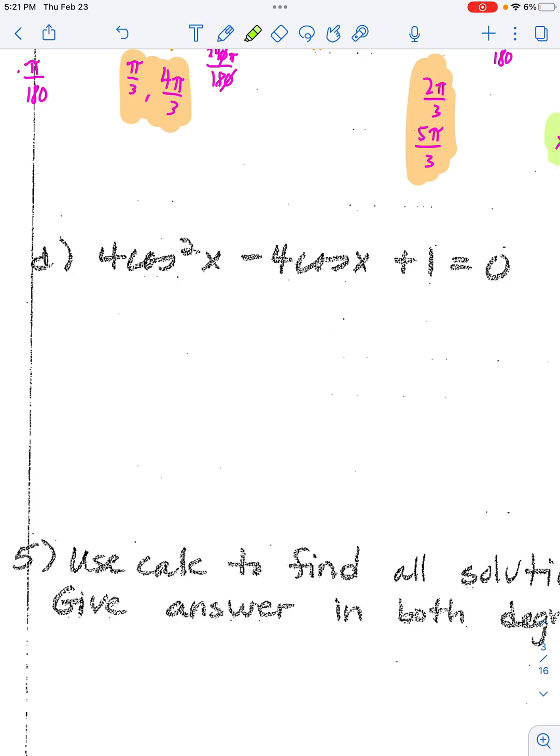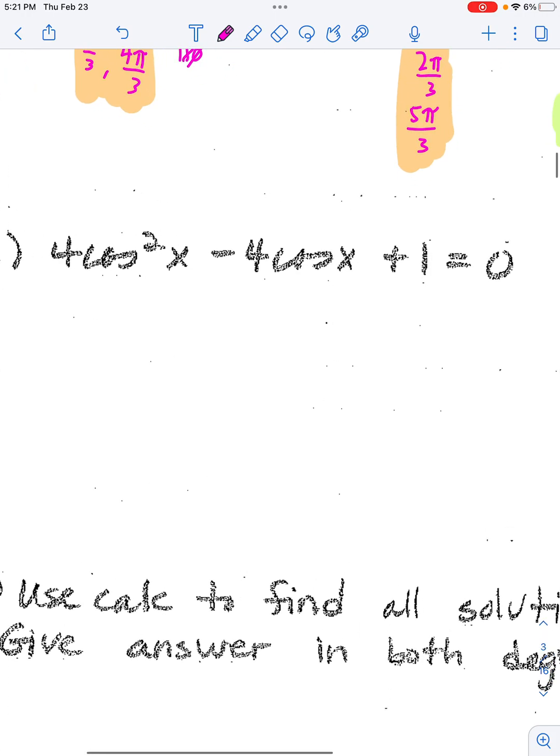D. Okay, scary, scary, scary, scary, okay? 4 cosine squared minus 4 cosine x plus 1 equals 0, okay? Scary. Okay, so you guys learned this in Algebra 2 last year, okay? So let's solve for cosine first. Let's just solve for cosine, okay?